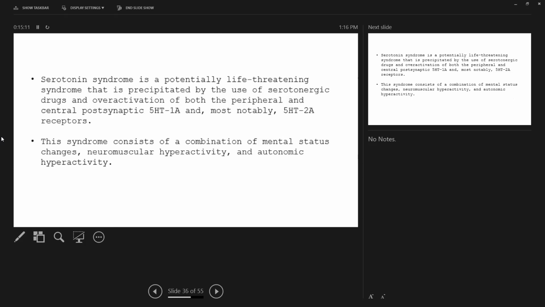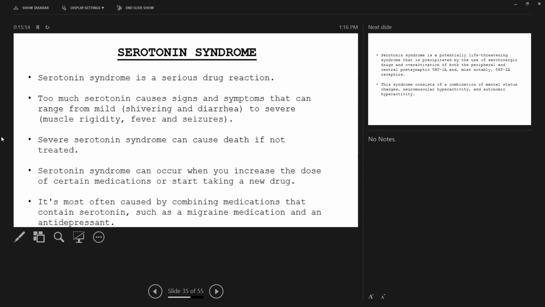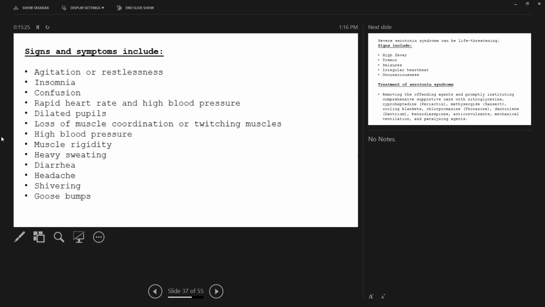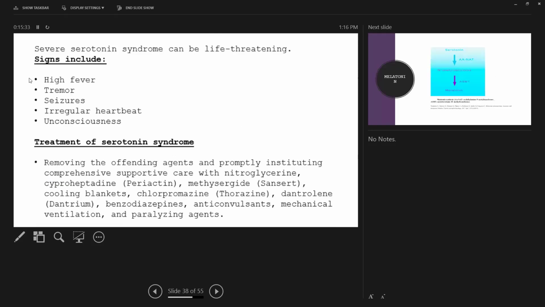When we give a migraine medication and an antidepressant together, it is a potentially life-threatening syndrome. Signs and symptoms are agitation, insomnia, confusion, rapid heart rate, increase in blood pressure, loss of muscle coordination, muscle rigidity, diarrhea, and sweating. Signs include high fever, tremor, seizures, and unconsciousness. Treatment is to remove the offending agent and give supportive care with nitroglycerin or cyproheptadine, or give a benzodiazepine or an anticonvulsant.